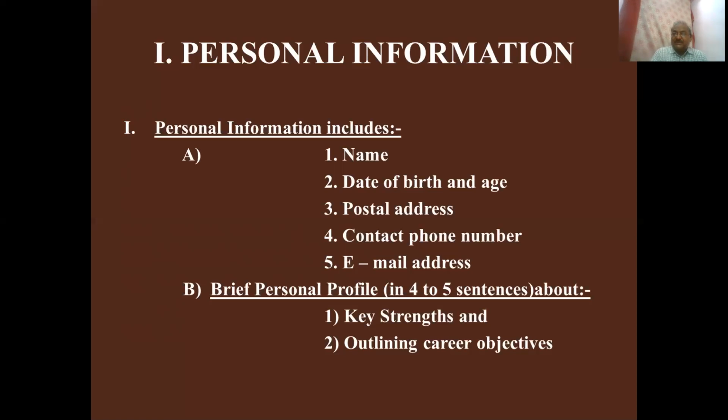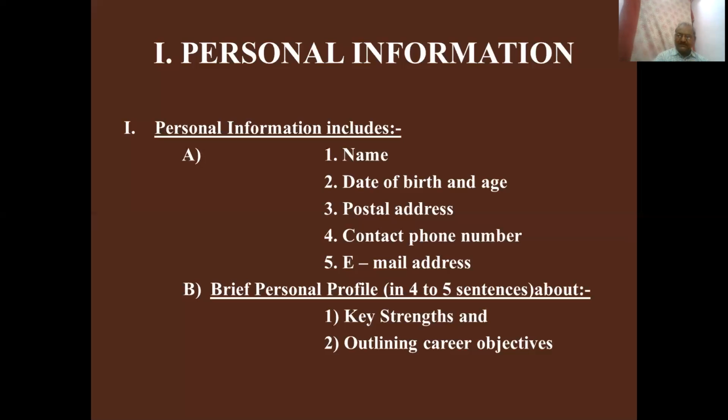So let us study this personal information. What does it include? The personal information includes name, date of birth, age, postal address, contact phone number, email address. These are the 5 items which are very specific, which are very clear to be mentioned. And what is the difference between chronological CV and functional CV?